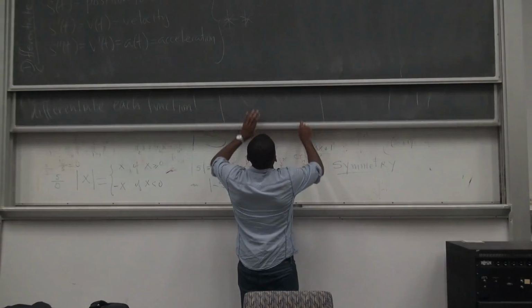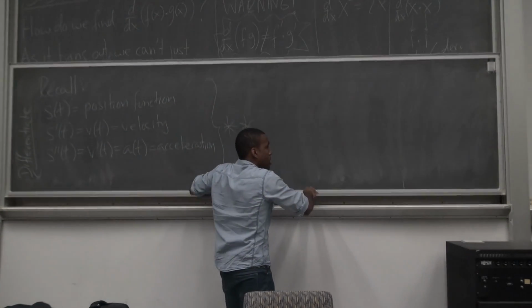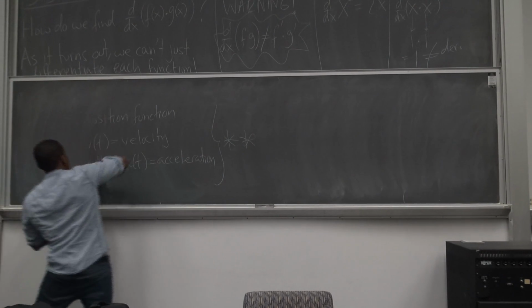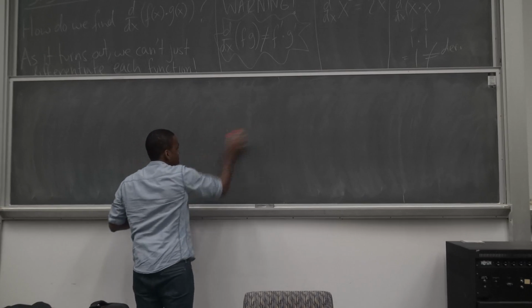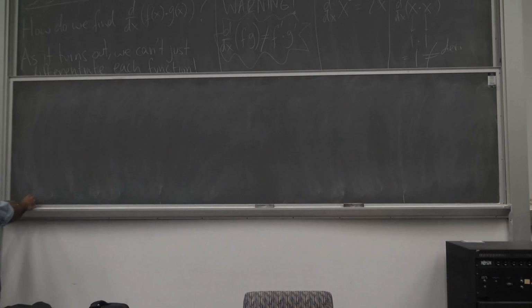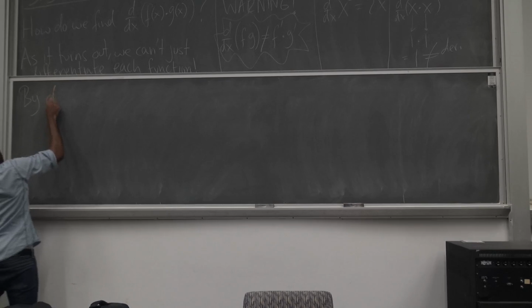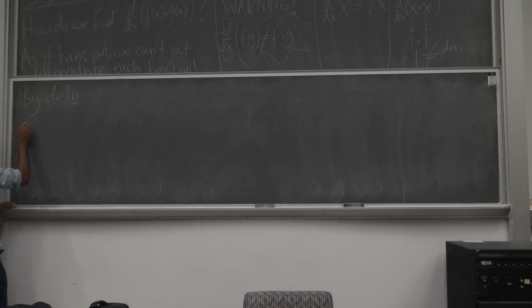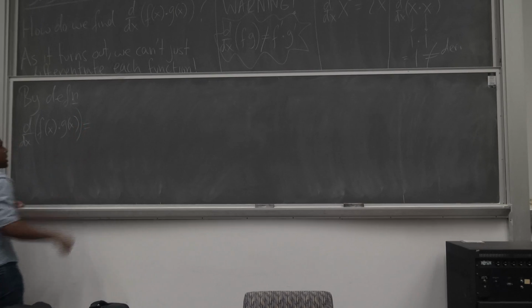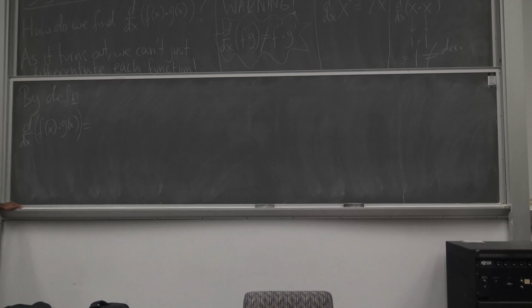Well, here's where the definition comes in. We're going to use the definition to figure out what we need to do to differentiate a product, because that definition tells us how to define a derivative. So by definition, if I want to take the derivative of f of x times g of x, what would that look like? F prime. Definition.